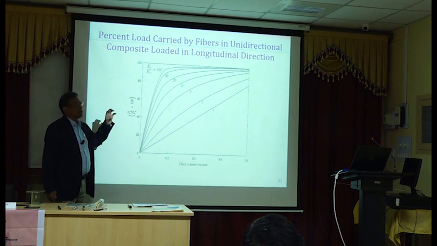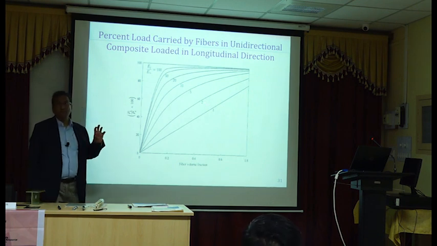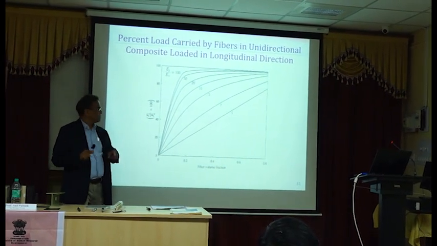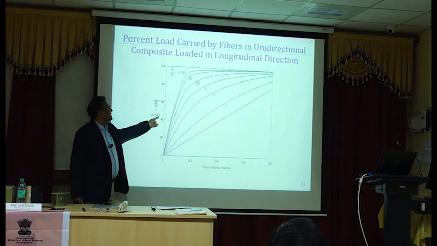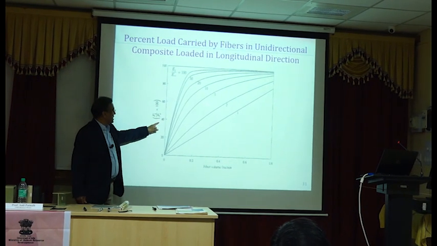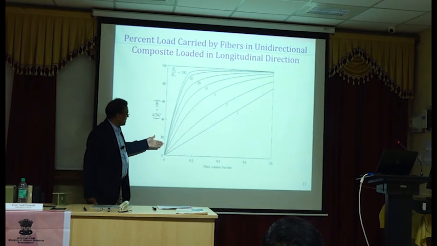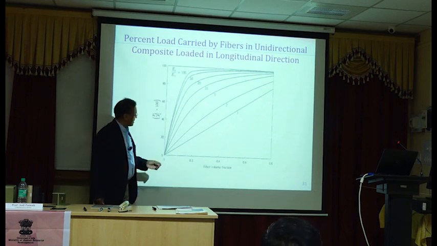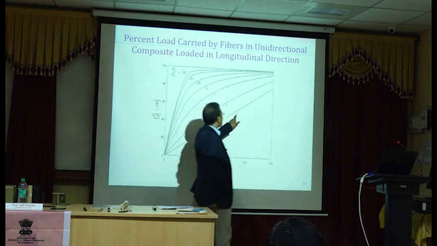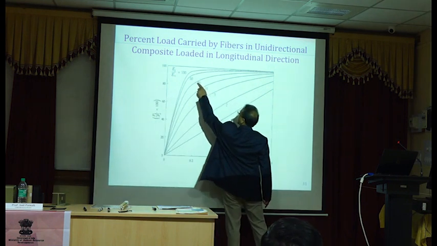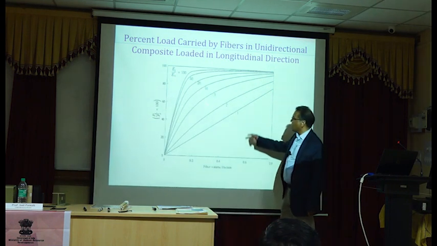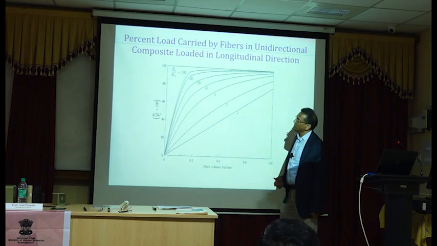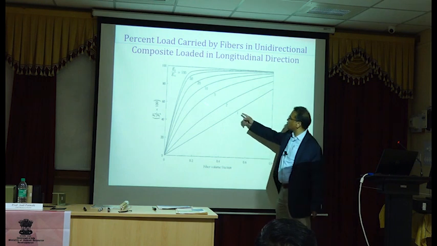PF is the force carried by the fiber. PC is the total force. So PF over PC in percent is on the y-axis. I have 20%, 40%, 60%, 80 and 100%. So we also have some numbers here. Okay, if my EF over EM is 1, EF over EM equals 1.